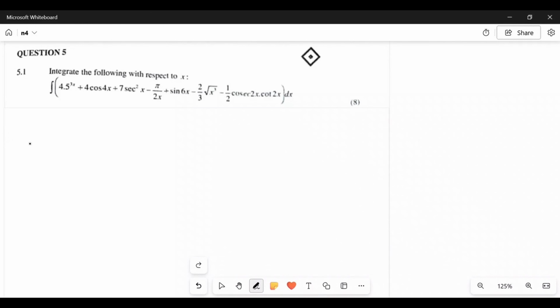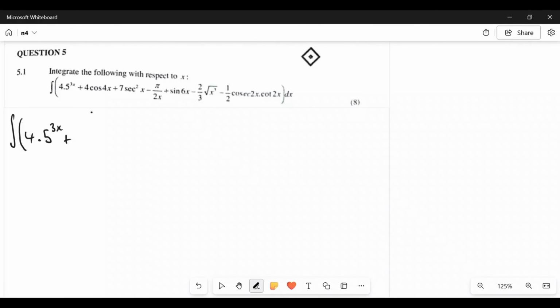So before we do that though, we need to simplify some of the terms before we integrate. So I'm going to rewrite this question and simplify the terms that need to be simplified. So when you are simplifying, you also need to keep the sigma there, open bracket. So the first term we have 4 multiplied by 5 to the power of 3x. It is simplified. We can integrate this. Let's do the second term.